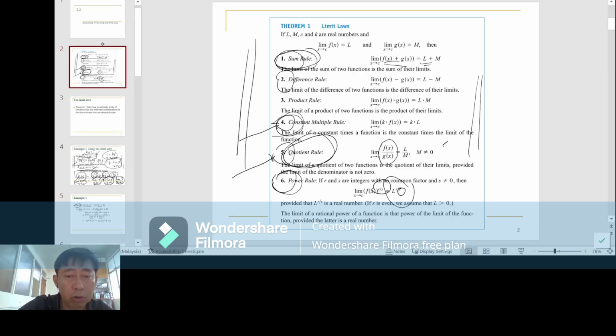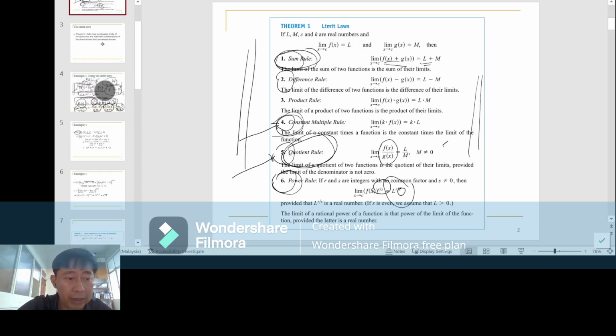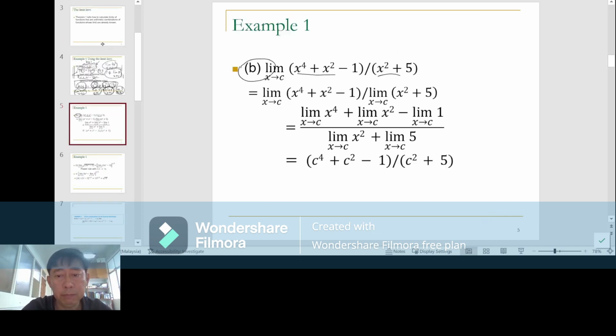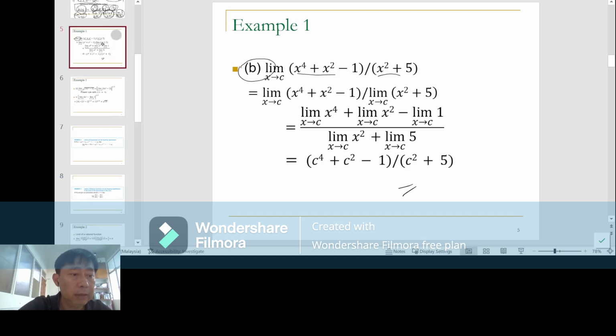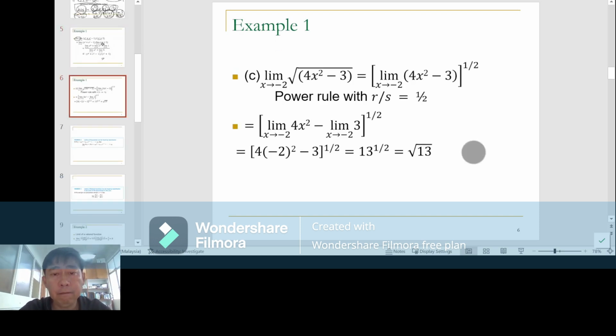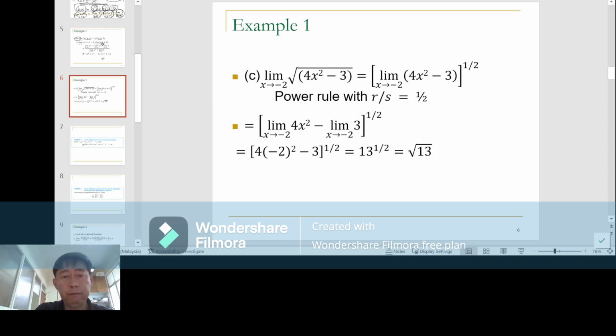Okay, without this theorem, you can't arrive at the simple result as this. Then we have another example of the power rule. Here we have a function 4x squared minus 3. The result for the limit when x tends towards 2 is just equal to all the steps that are written here.